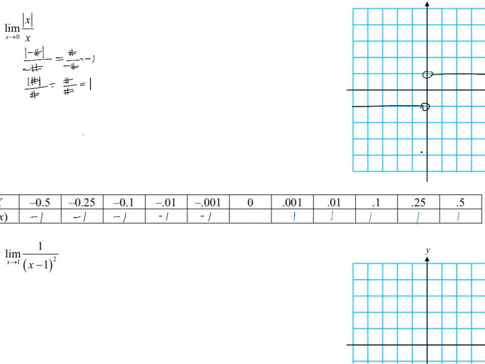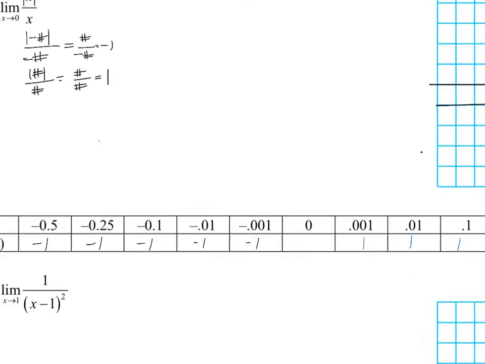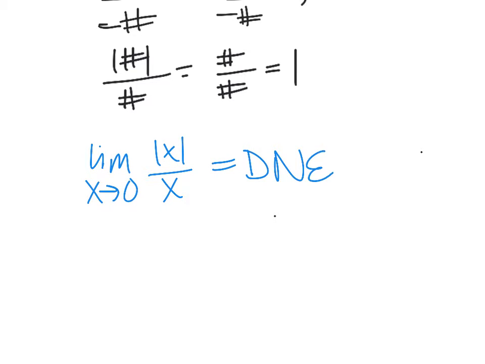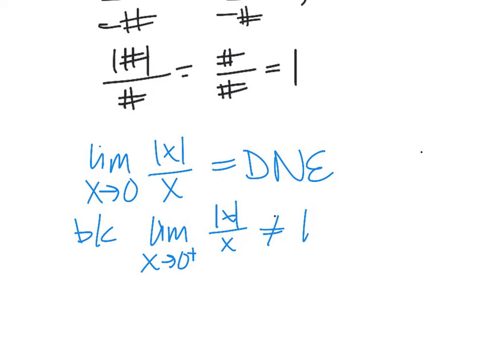Okay, so what can you tell me about this limit? The limit as x approaches 0 of the absolute value of x divided by x. Well, it doesn't exist. And why does it not exist? It does not exist because the limit as x approaches 0 from the right does not equal the limit as x approaches 0 from the left.